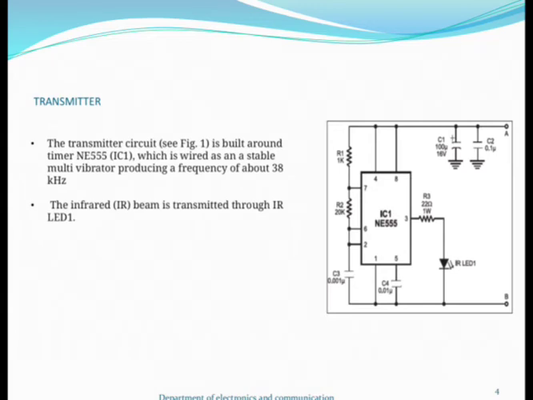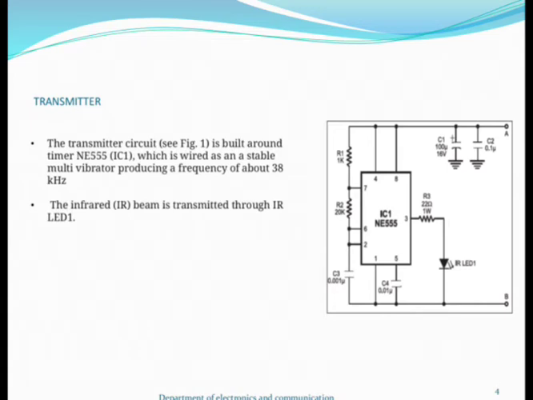Transmitter. It is one of the most important components of an electronic watchdog circuit. Here is a circuit diagram of the transmitter unit. It consists of capacitors, resistors, IR LED, etc.